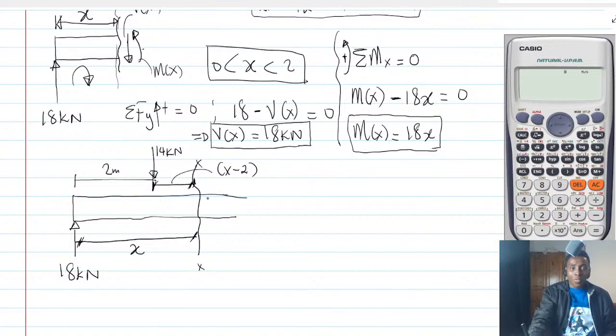Alright, so now this is 2. This is x minus 2. Alright. So then this is what we have here. Is that right? Okay. Now we are basically going to do the same thing here.